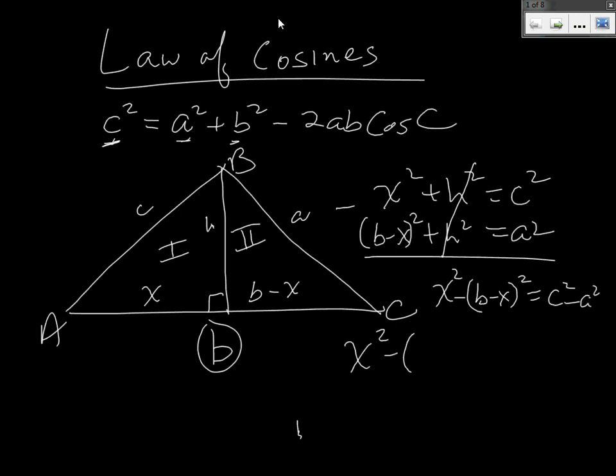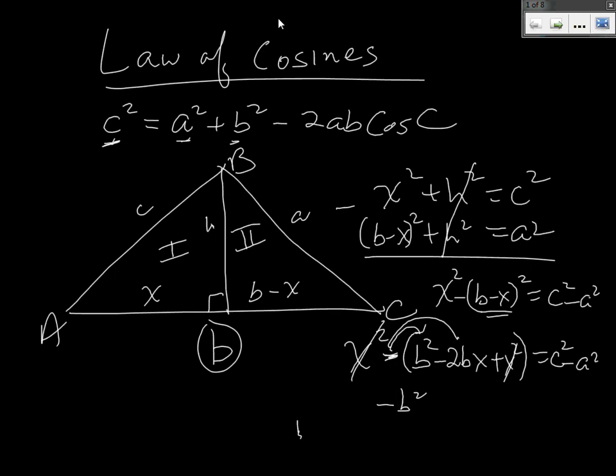X squared minus, when I FOIL that out, I'll get b squared minus 2bx plus x squared. This equals c squared minus a squared. X squared minus x squared is gone. So I have to take away b squared. I have to take away negative 2b, that means add 2bx, I meant to say. And this is still equal to c squared minus a squared.